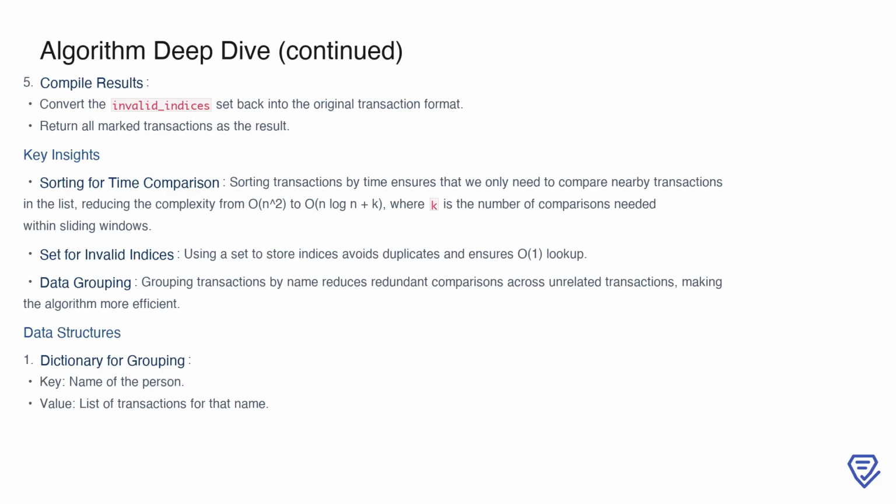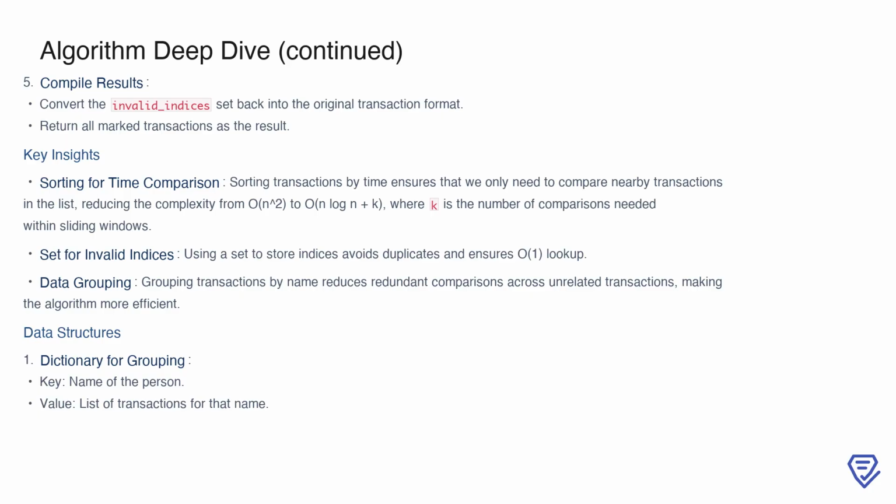After identifying all invalid transactions, the next step is to compile the results. We convert the indices stored in the invalid_indices set back into their original transaction formats. This ensures that the final output reflects the exact transactions that were flagged as invalid.